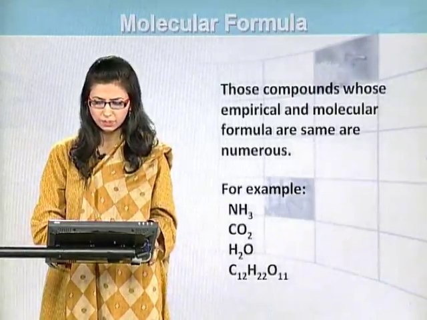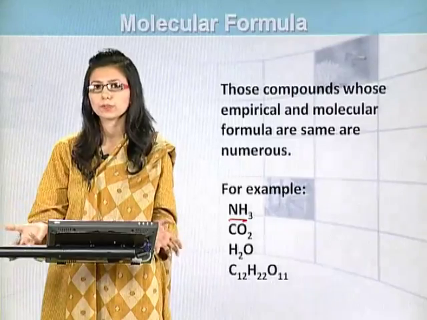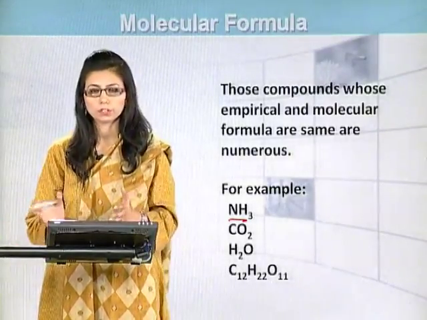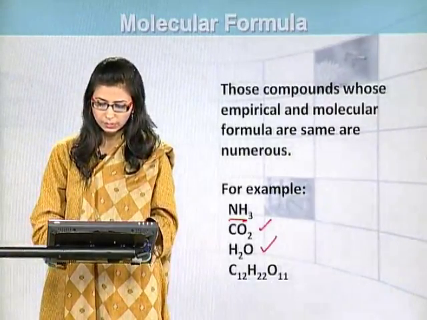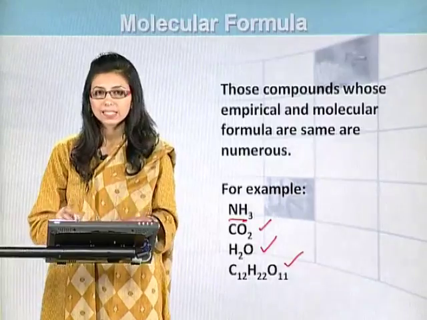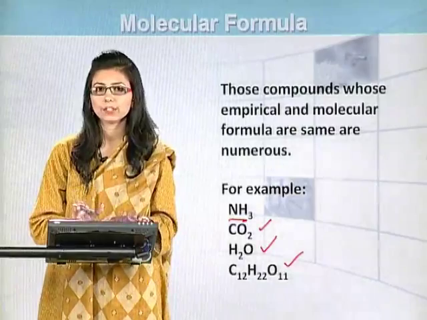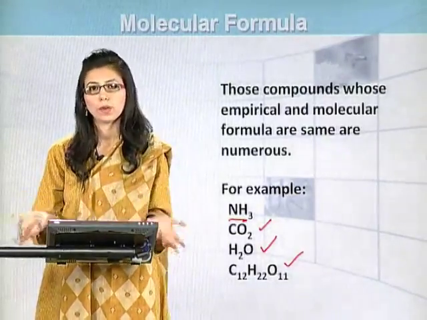You can see here ammonia, NH3. It is already a simple ratio between the constituent elements. It has the same empirical and molecular formula. So are carbon dioxide, water and sucrose. For these particular molecules, these are the exceptions. There is no distinction between molecular and empirical formula. They have the one simple formula.